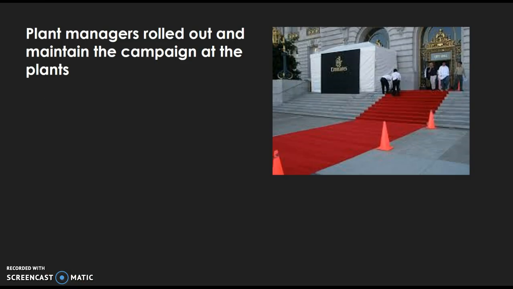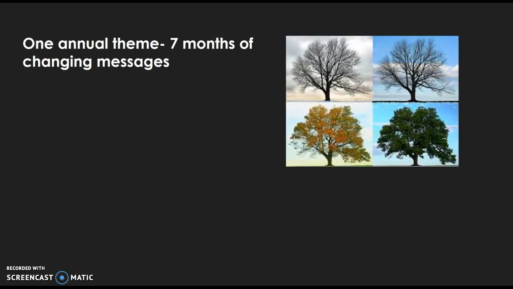The plant managers, their role was to roll out and maintain the campaign for the year at the various plants in the US, Germany, and Holland. We had one annual theme in this particular campaign and 7 months of changing messages. So I had to have 7 sets of materials on 7 subtopics within the main plan of Goal 0.